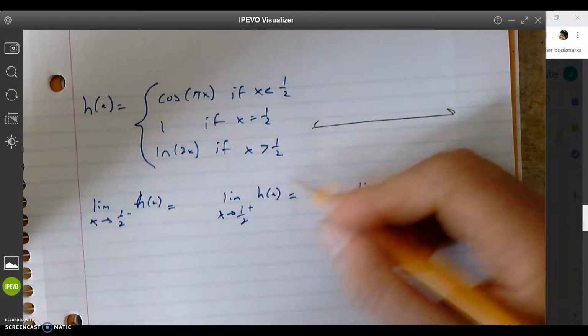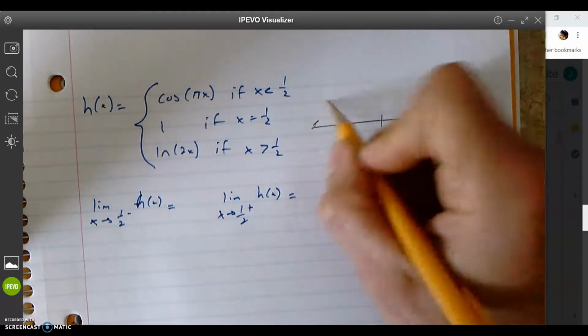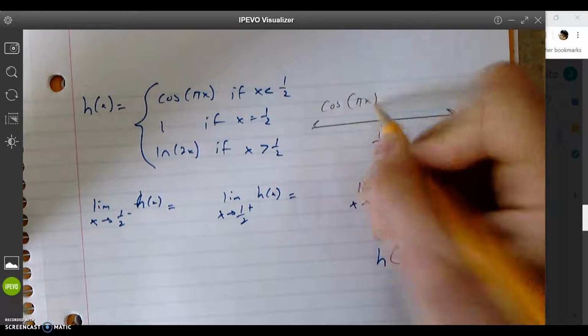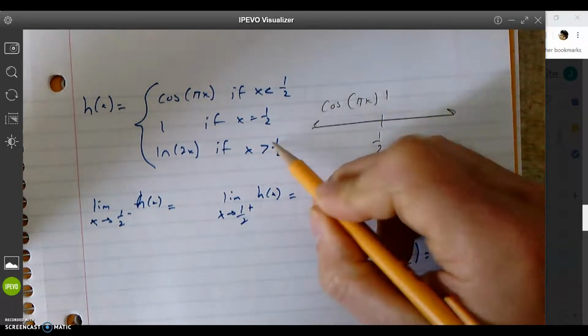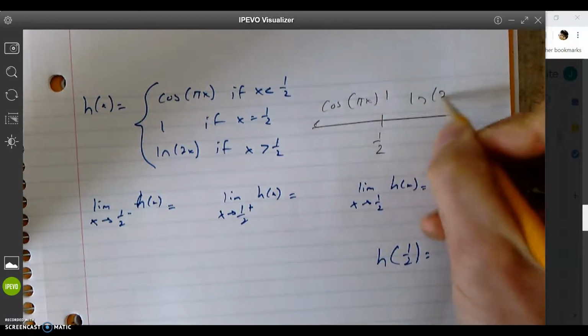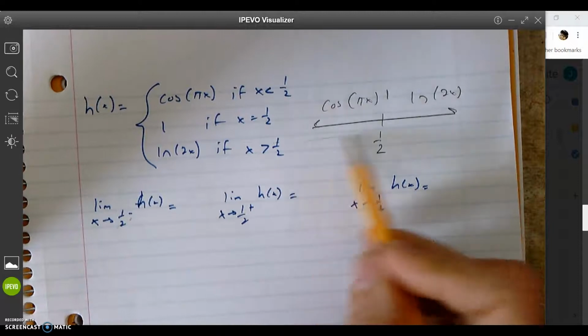So you see the graph breaks at a half. So I'm going to put a half right here. When x is less than a half, I have cosine of pi x. When x equals a half, I have 1. And when x is greater than a half, I have natural log of 2x. Fun. Okay, so the limit as x approaches 1/2 from the left.